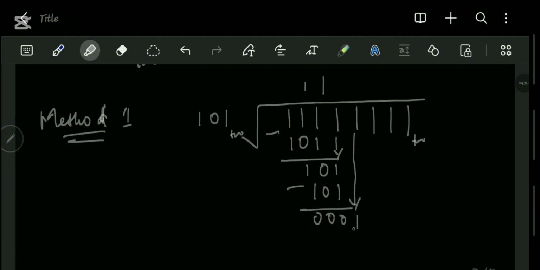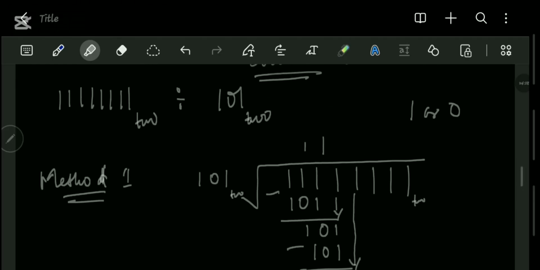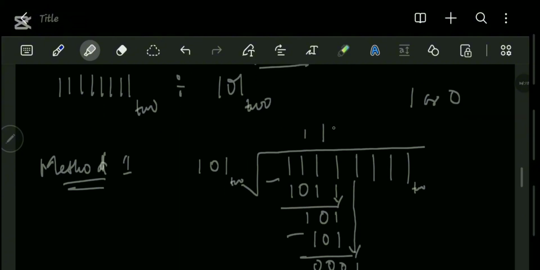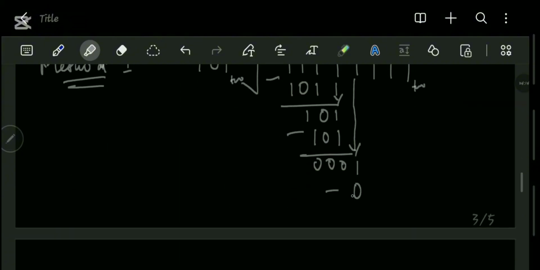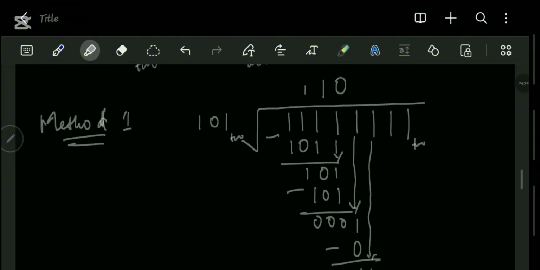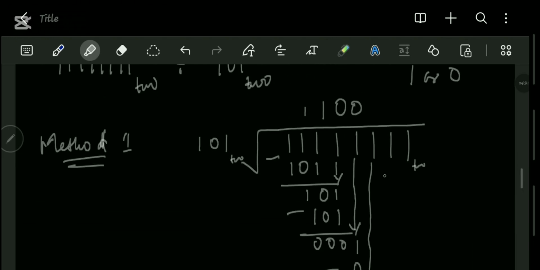So now bring down this next digit. It becomes 0001, right? Now 101 in 1 is not possible. And I said if it's not possible, it is going to go 0 times. So 101 times 0 is 0. And when you subtract, you have 1. Bring down the next digit. Join it. It becomes 11. 101 in 11 is not possible. It can't go. So we have a 0 there. And 101 times 0 is 0. When you subtract, you have 11.